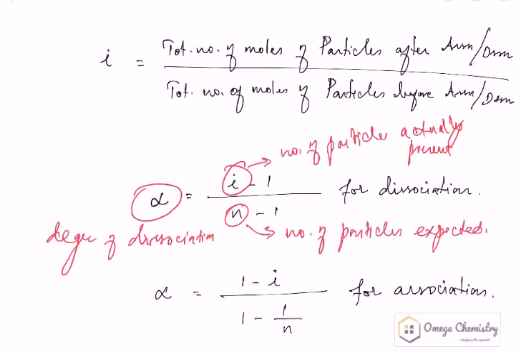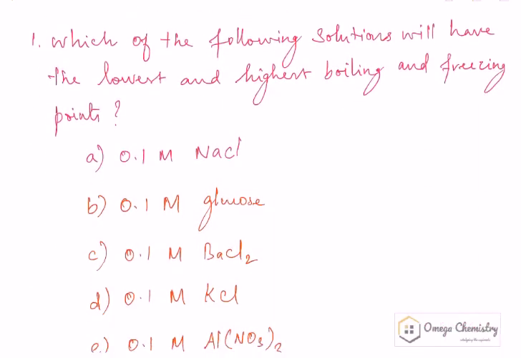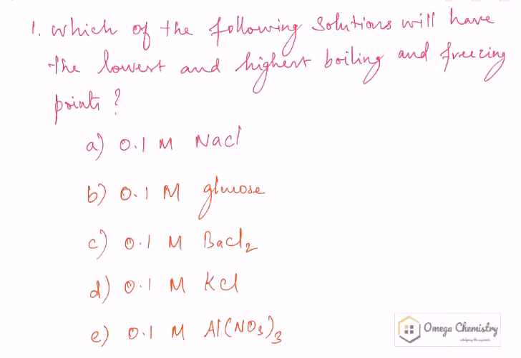Okay, so let us work out some problems. The first one is, which of the following solutions will have the lowest and highest boiling and freezing points? Five solutions have been given: 0.1 molar sodium chloride solution, 0.1 molar glucose, 0.1 molar barium chloride, 0.1 molar KCl, and 0.1 molar aluminum nitrate. Now to find out, we need to understand the number of particles that upon dissociation these electrolytes will give.